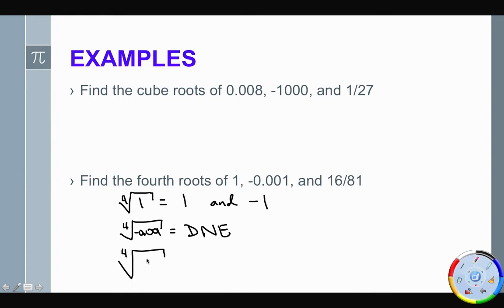And the last one is another fraction because we're looking at fractions, decimals, and whole numbers, and we look at 16 over 81. We want to know what number to the fourth power is equal to 16. Since 16 is a small number, this probably has to be a small number as well, and it's going to be 2. 2 to the fourth power is 16, and therefore the fourth root of 16 is 2.